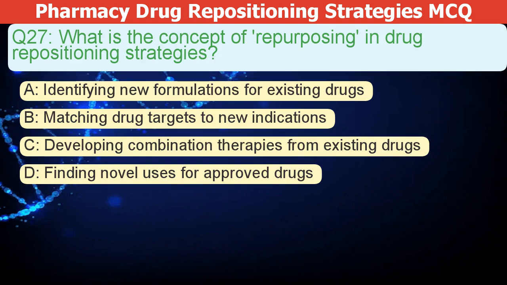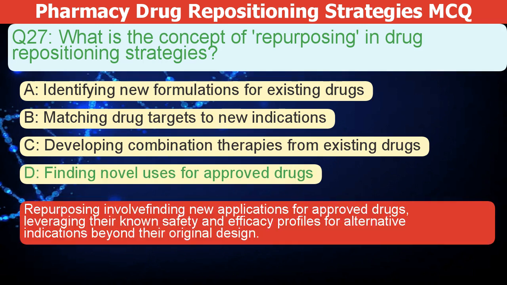What is the concept of repurposing in drug repositioning strategies? A. Identifying new formulations for existing drugs. B. Matching drug targets to new indications. C. Developing combination therapies from existing drugs. D. Finding novel uses for approved drugs. The correct answer is D. Repurposing involves finding new applications for approved drugs, leveraging their known safety and efficacy profiles for alternative indications beyond their original design.